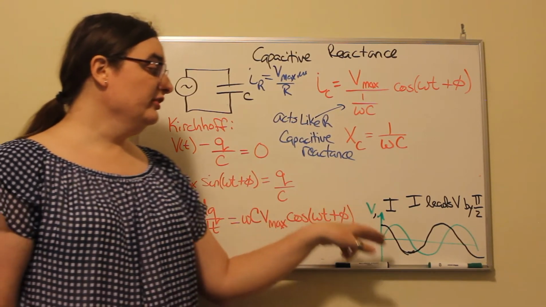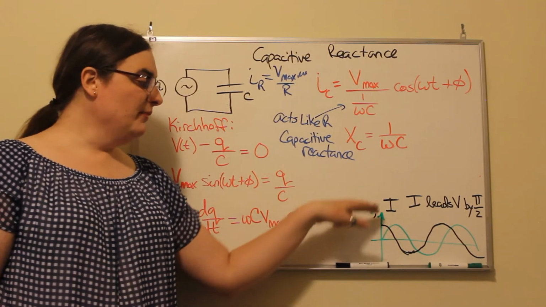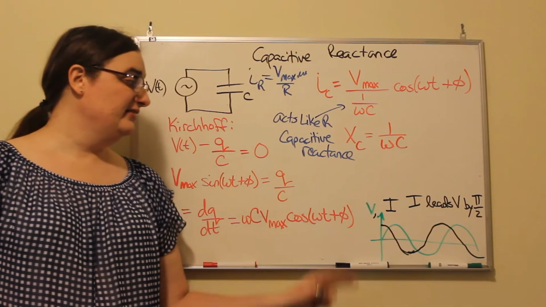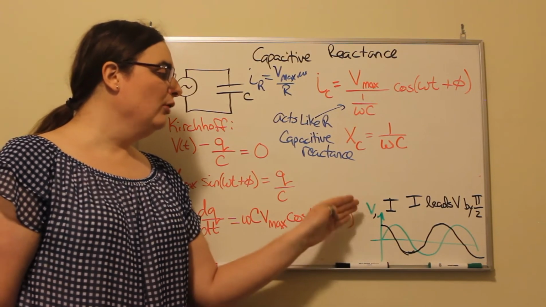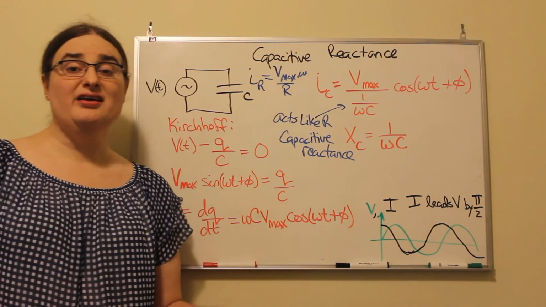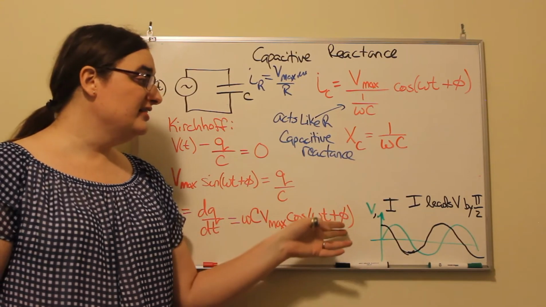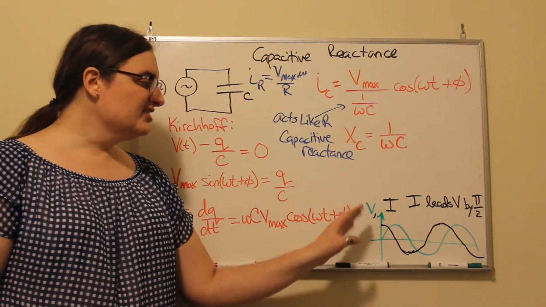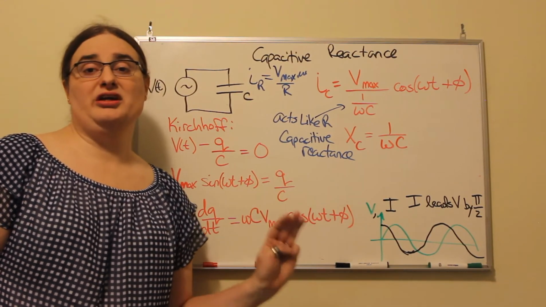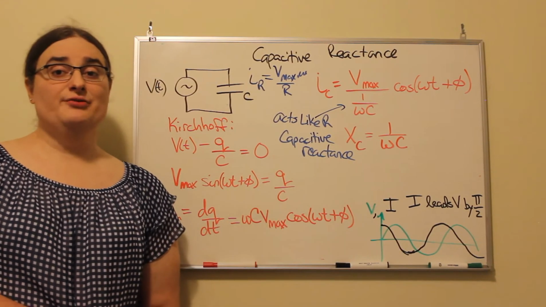So if we were to take a look at voltage and current, if my voltage is behaving like the sine, my current's behaving like the cosine. So my current's doing what my voltage will be doing in a quarter of a cycle, 90 degrees or pi over 2 radians from now. So we say that current leads the voltage with capacitive reactance.